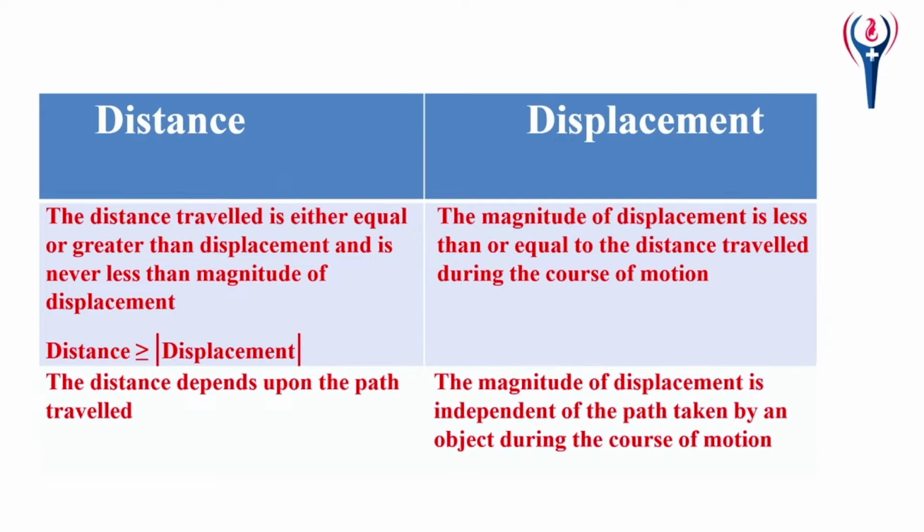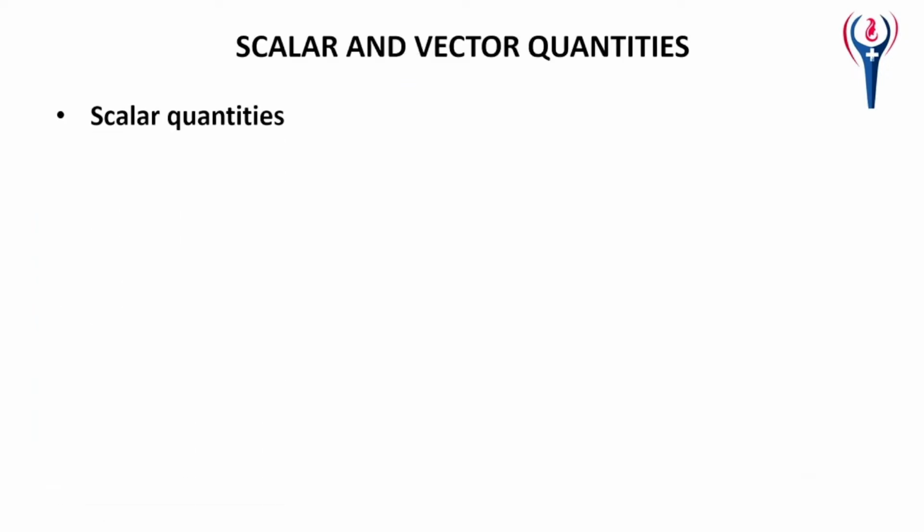Distance travelled is either equal to or greater than the magnitude of displacement, and never less than it. Displacement is less than or equal to the distance travelled. Distance depends upon the path travelled, but the magnitude of displacement is independent of the path taken. It only depends upon the final and initial positions.